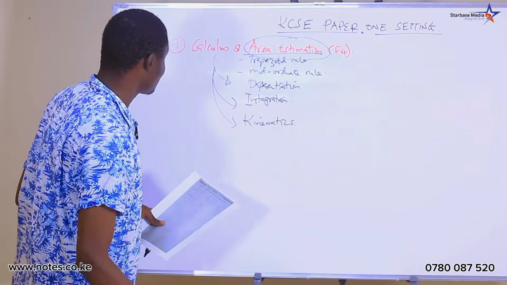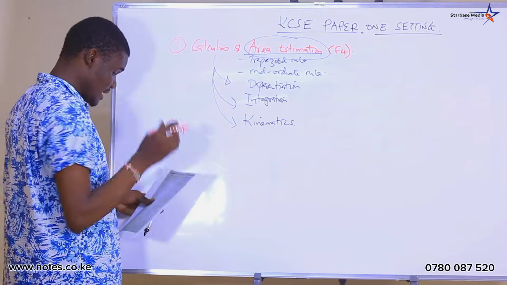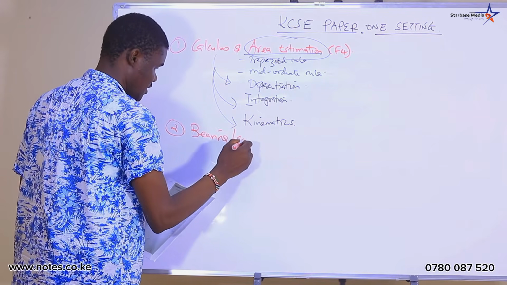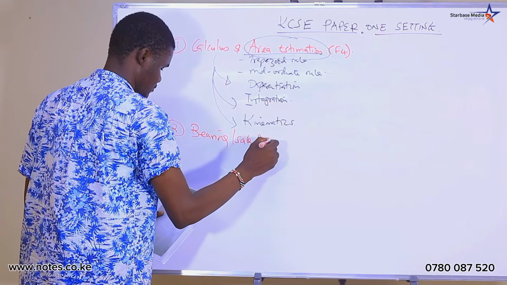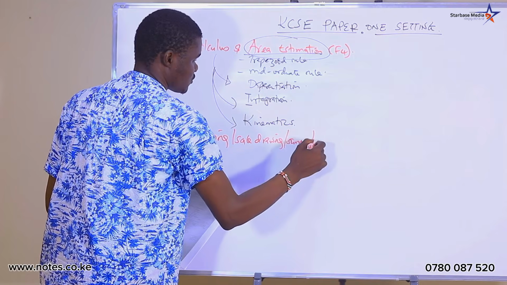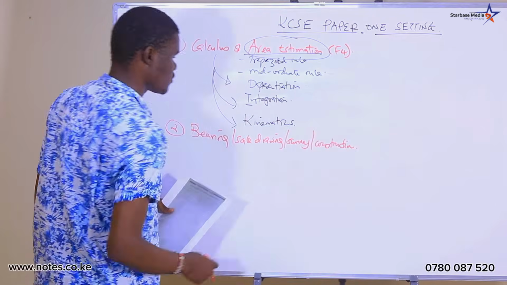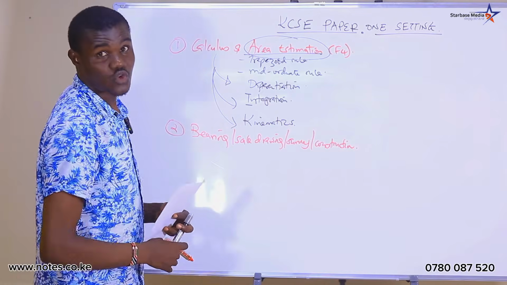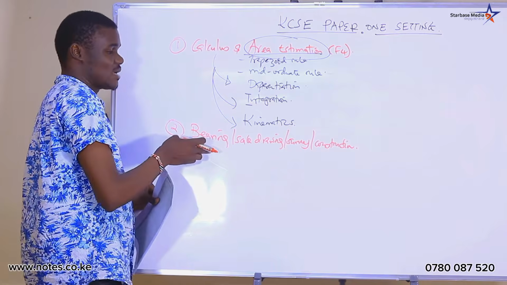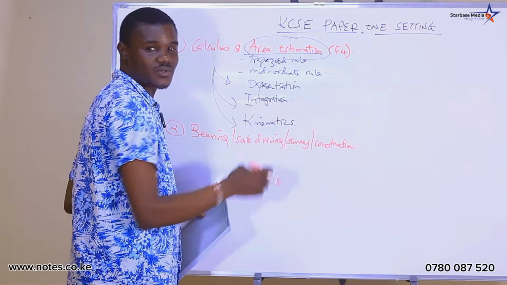Another area that is normally tested in paper 1, that is area 2, is basically bearing, scale drawing, survey, and construction. So this is also a place where you are sure you must have a question in section B, either from bearing or scale drawing or survey or construction.